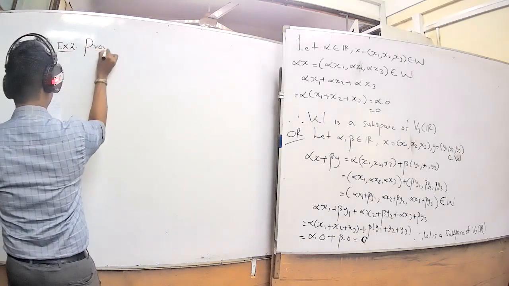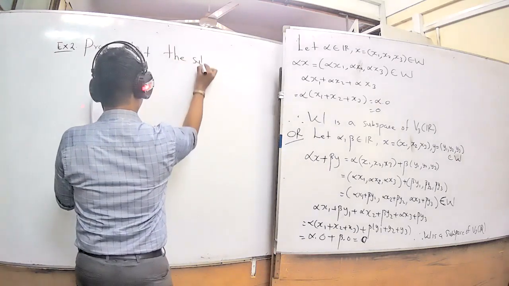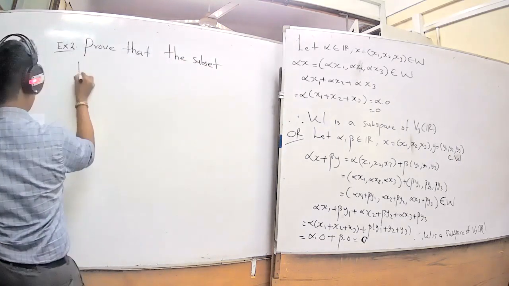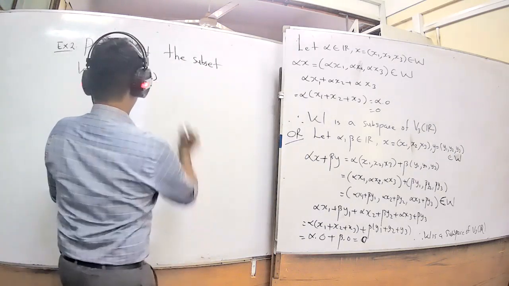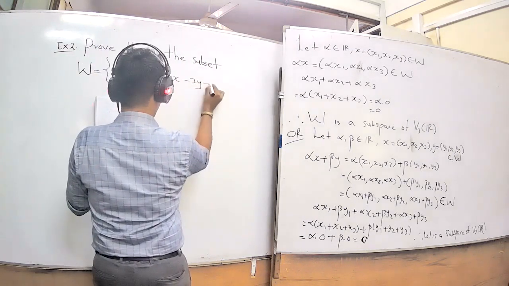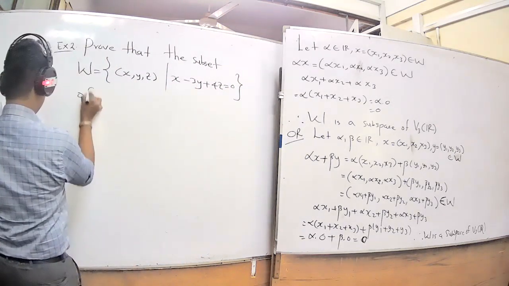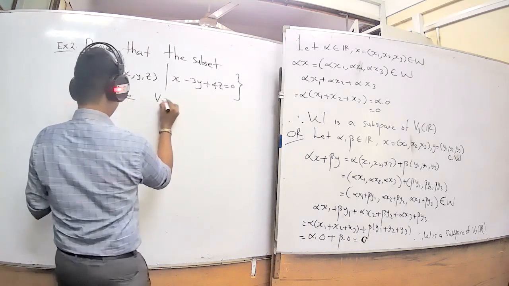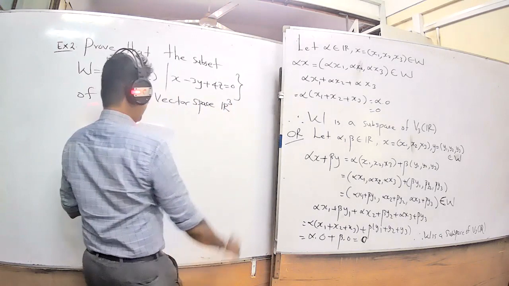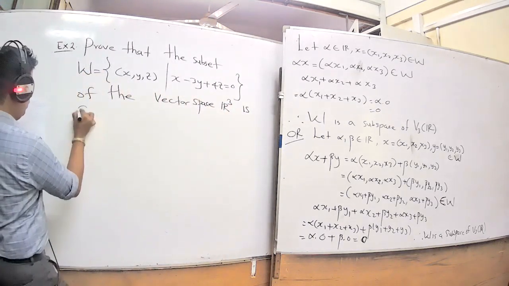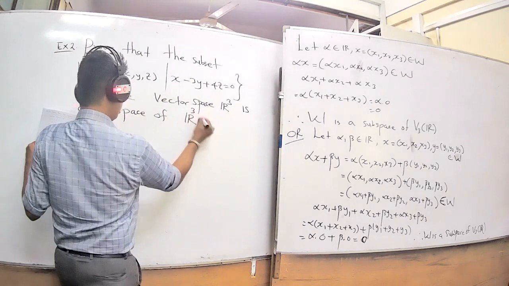Prove that the subset W, the triples x, y, z with the condition x minus 3y plus 4z equal to 0, of the vector space R cube, is a subspace of R cube.